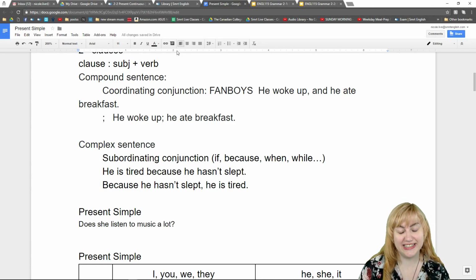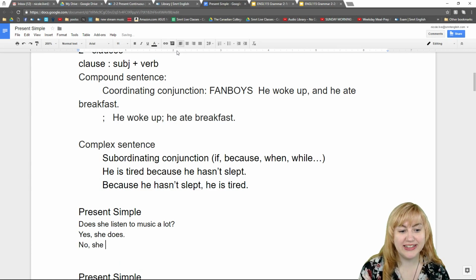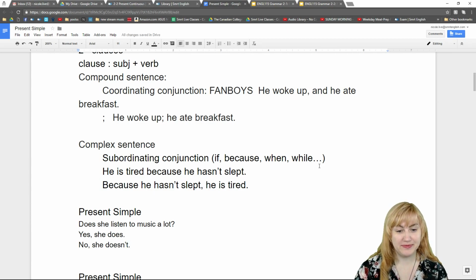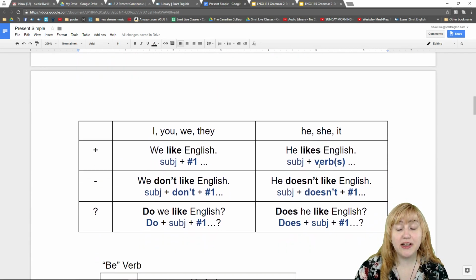All right, does she listen to music a lot? And our answer can be yes, she does, or no, she doesn't. All right, fantastic. So I also put a chart here just so we can see all of this information at the same time. Just because I always like to put everything in boxes. It makes it easier for me to remember and understand.